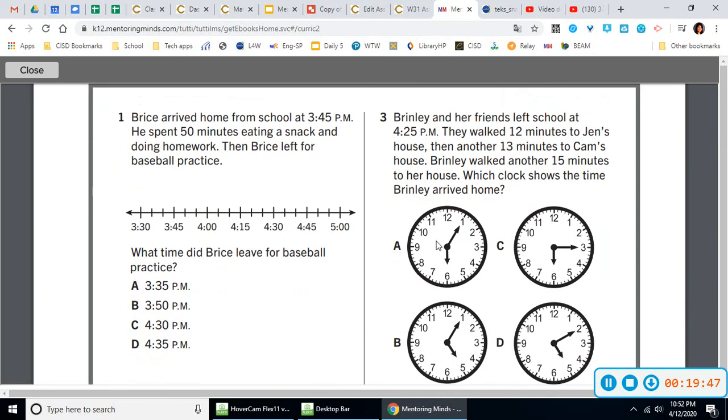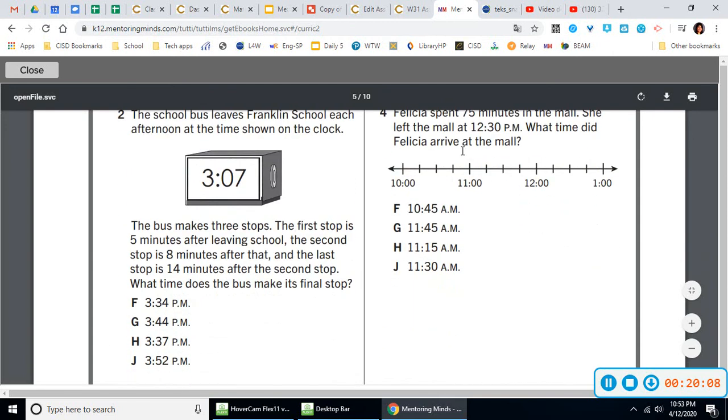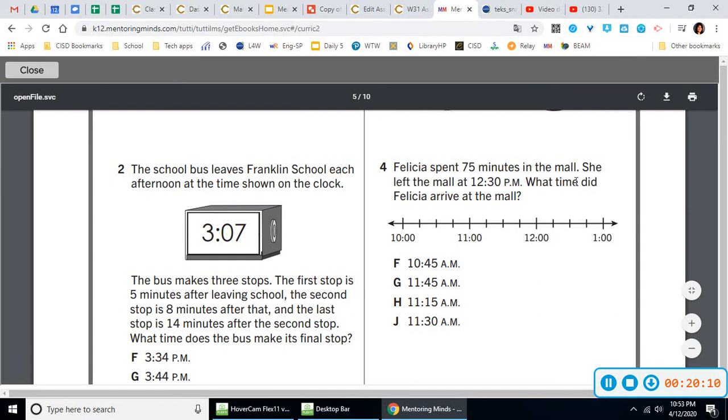Brinley and her friends left school at 4:25 PM. They walked 12 minutes to Jen's house, then another 13 minutes to Cam's house. Brinley walked another 15 minutes to her house. Which clock shows the time Brinley arrived home? Felicia spent 75 minutes in the mall. She left the mall at 12:30 p.m. What time did Felicia arrive at the mall?